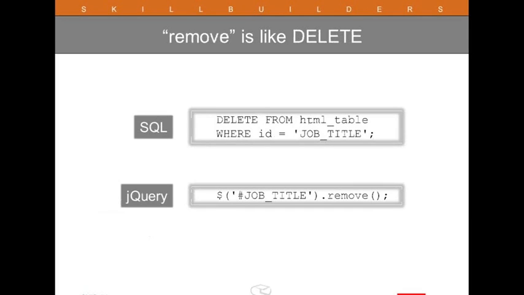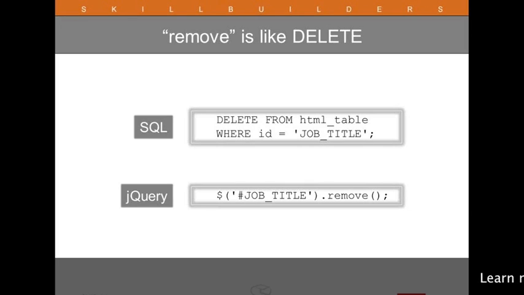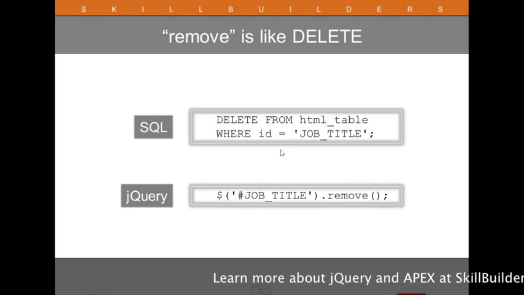Of course, if we can do inserts, we can do deletes, right? In the SQL above, I'm deleting the job title row from the table. jQuery below, equally as simple. We already know how to select an element by its ID. And then we simply call the remove method. Note that we do need the parentheses on the end.